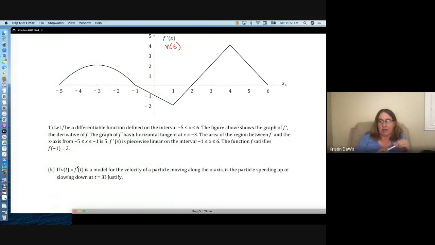So remember, for speeding up, v of t and a of t would have the same signs. And then for slowing down, v of t and a of t have opposite signs. Or you could say different.